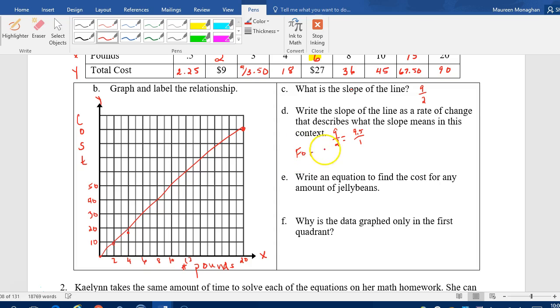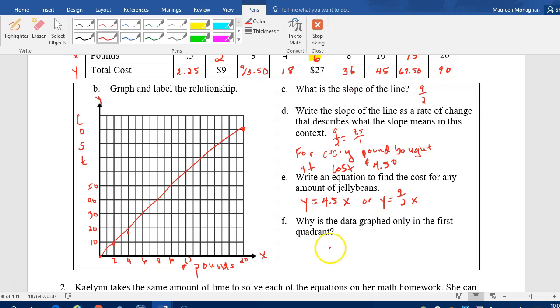So for every pound bought, it cost $4.50. Okay, write an equation to find the cost for any amount of jelly beans. Okay, we have to go back to our previous lessons, but that's okay. We could write y equals, and we could use the unit rate, which is 4.5x, or we could use the slope. Either way, it's the same thing.